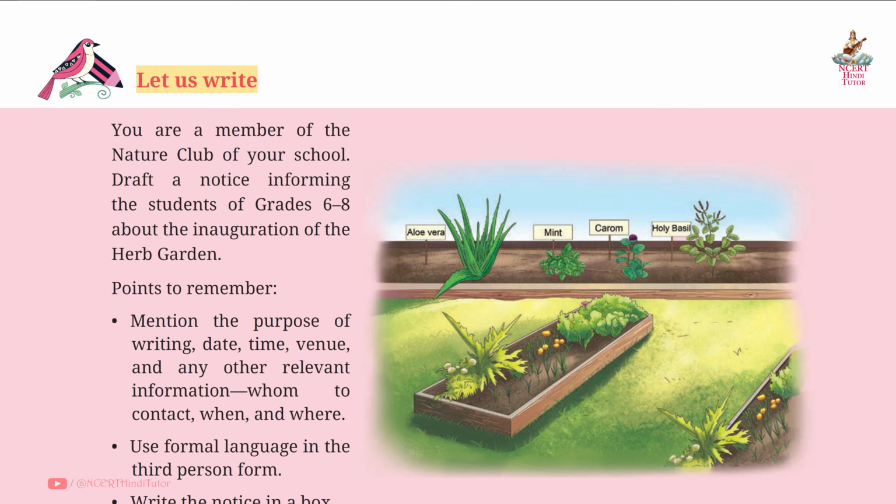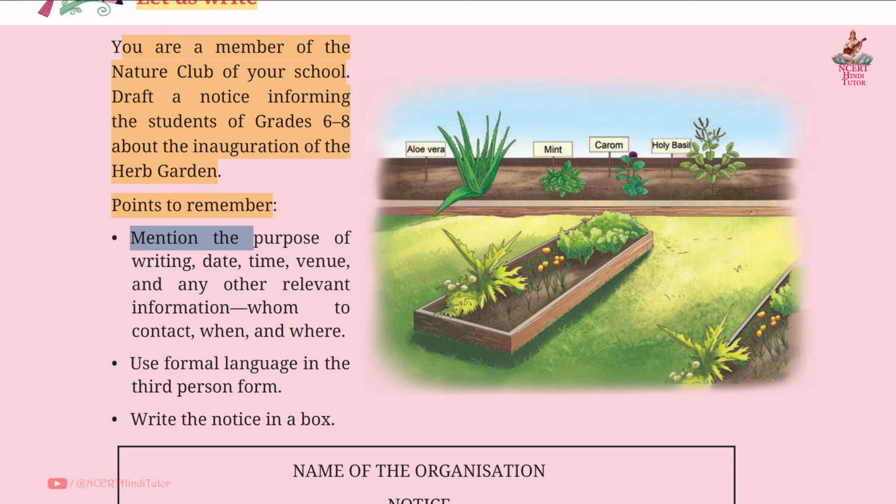Next, let us write: You are a member of the nature club of your school. Draft a notice informing the students of grade 6 to 8 about the inauguration of the herb garden. Points to remember: mention the purpose of writing, date, time, venue, and any other relevant information, whom to contact, when and where. Use formal language in the third person form.